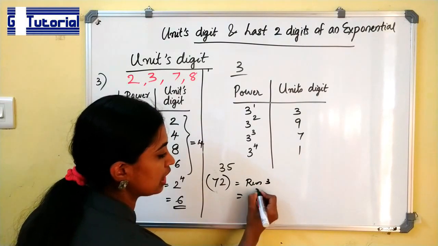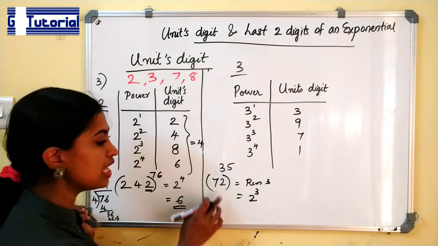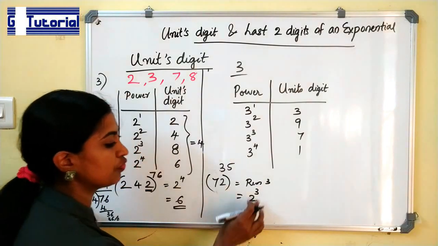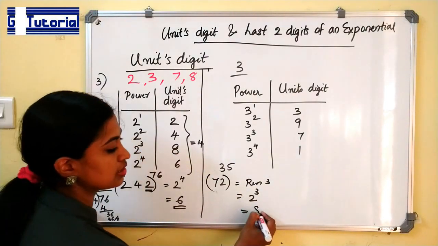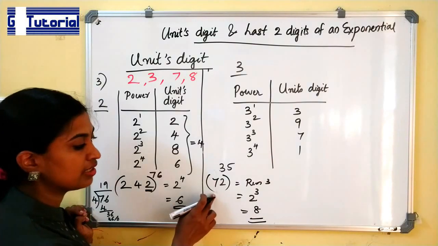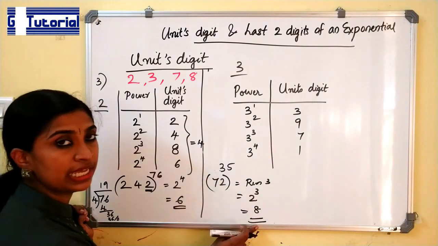So 2 raised to 3. The ending digit of 2 raised to 3 is the answer for this question. Ending digit of 2 raised to 3 is 8. So the answer of this question is 8. The ending digit of 72 raised to 35 is 8.